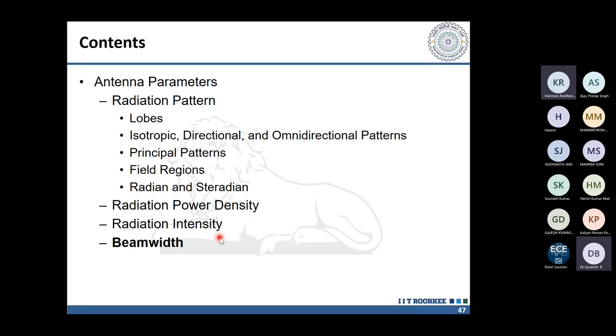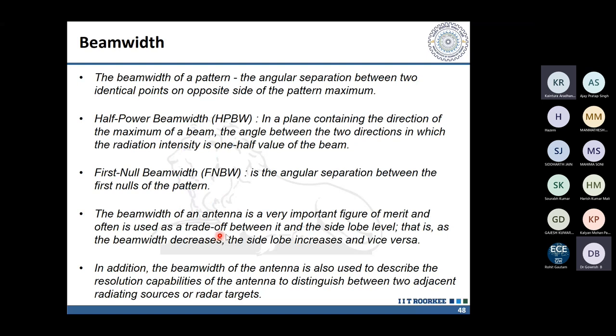Okay, so we will take the next topic, which is beamwidth. This is the final topic and we'll wrap up today's lecture. I don't want to take it into the next lecture because it becomes half and half. So what is beamwidth? There are two definitions for the beamwidth. One is half power beamwidth, the name says it, and the other is first null beamwidth. Again, the name says it.